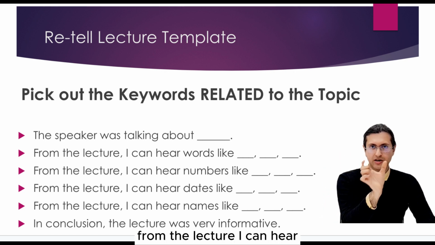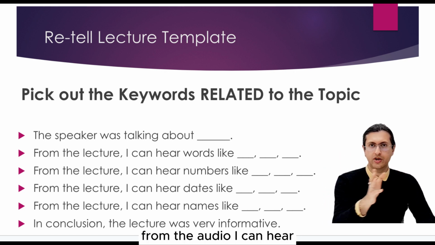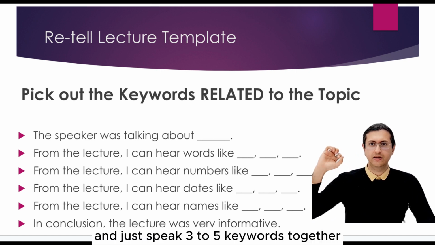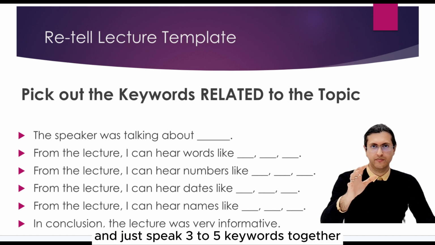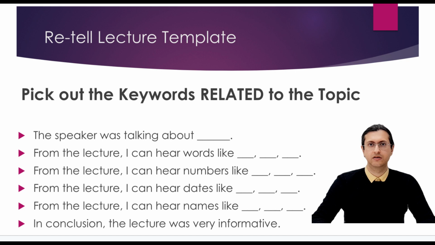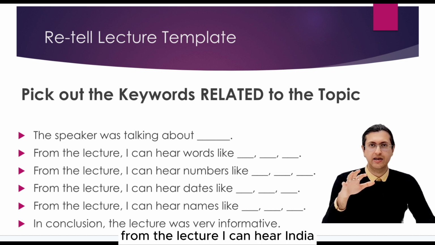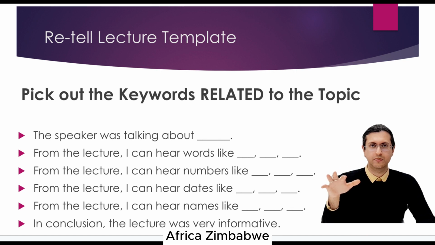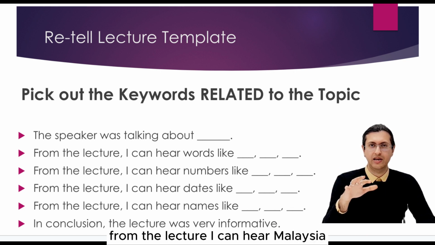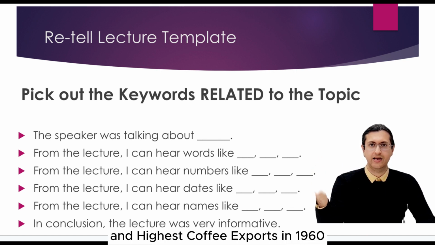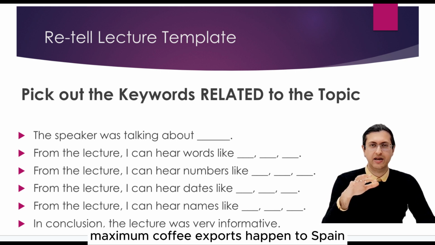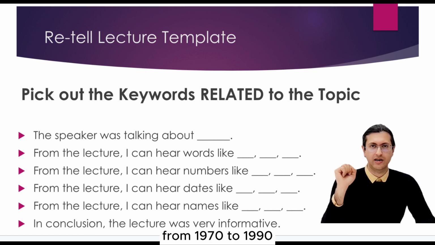From the lecture I can hear. You can also say from the audio I can hear. And just speak 3 to 5 keywords together in this sentence. For example, from the lecture I can hear India, China, coffee exports, Africa, Zimbabwe. From the lecture I can hear Malaysia, China, Japan, and highest coffee exports in 1960. From the lecture I can also hear that maximum coffee exports happened to Spain from 1970 to 1990.